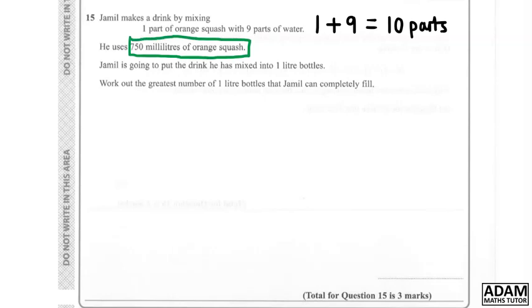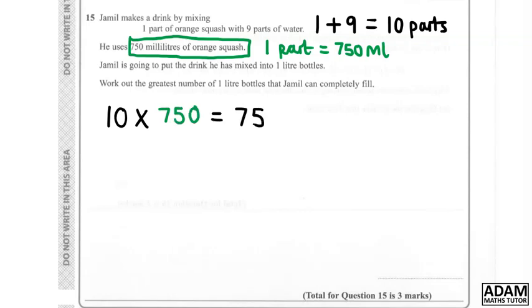So if he's mixing 1 part of orange squash with 9 parts of water, this would be 10 parts in total. And he uses 750 millilitres of orange squash. And we know that 1 part of orange squash was used. So therefore 1 part must be equal to 750 millilitres. If I know that 1 part is 750 millilitres, then 10 parts would be the same as timesing by 750, which means I would have 7,500 millilitres in total.